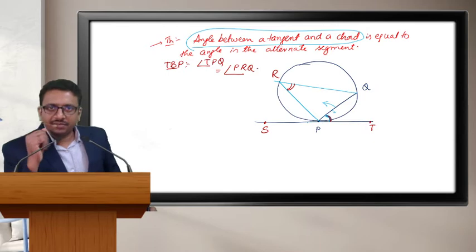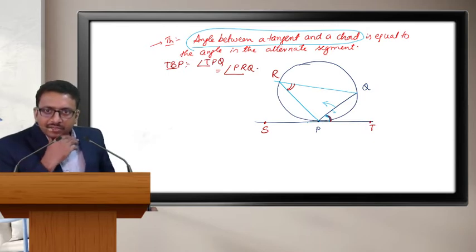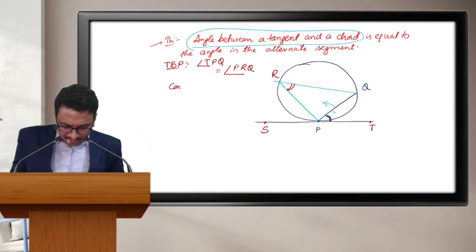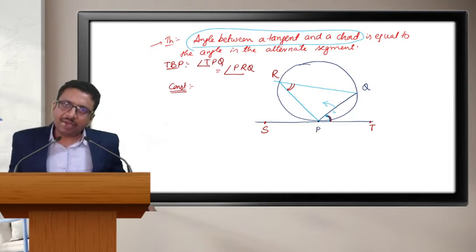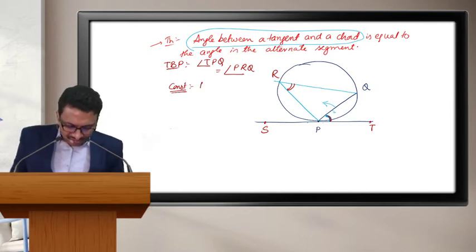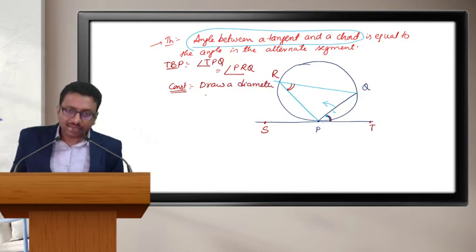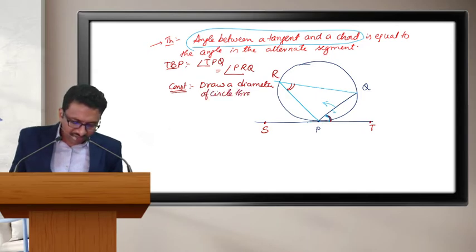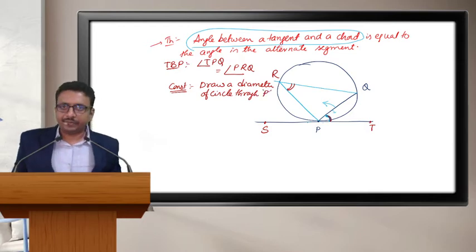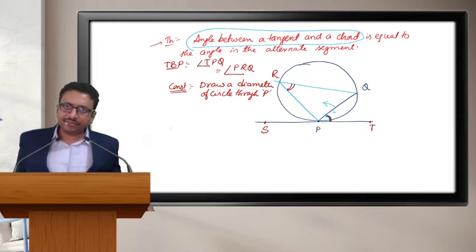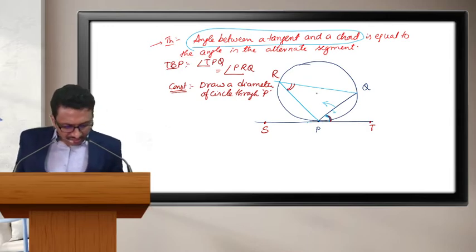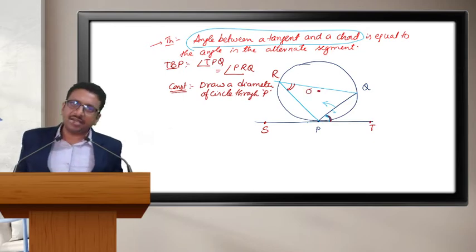So how do we prove this? Let us take a construction. The construction is: draw a diameter of the circle through P. What is the meaning of diameter? It has to pass through the center, right? So let us take O as the center.